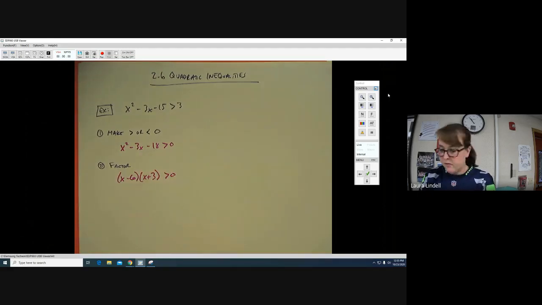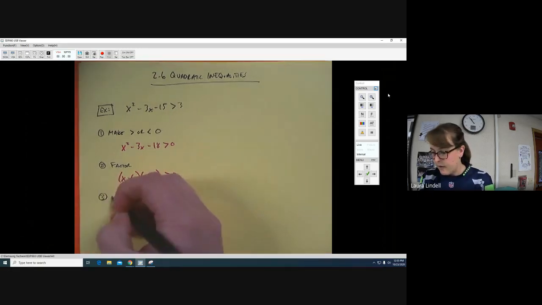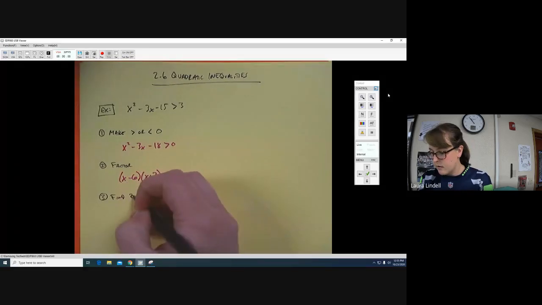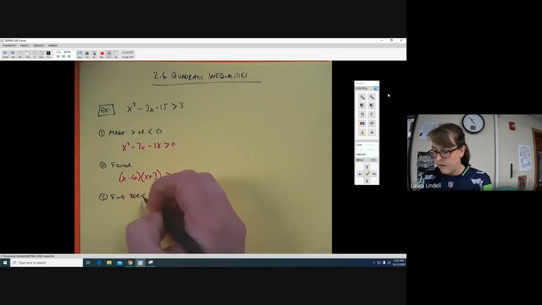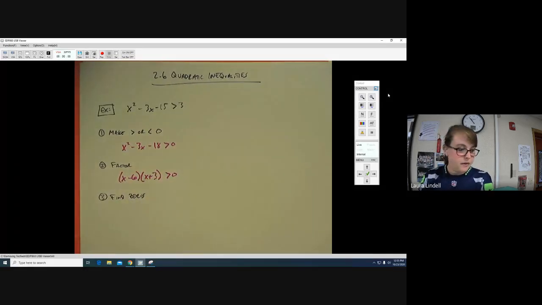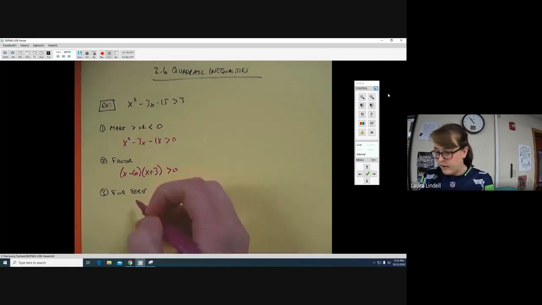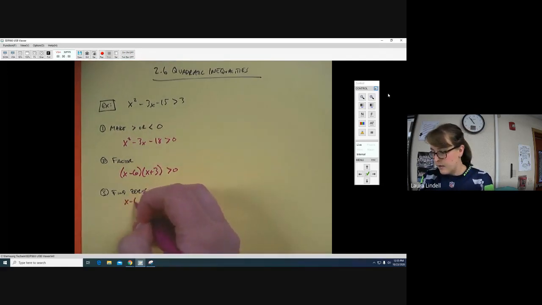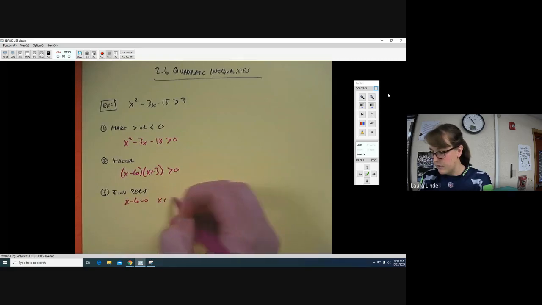Okay, so once you've factored it, find the zeros. If you graphed it, you already have the zeros. In this case, x minus 6 equals 0, x plus 3 equals 0 gives us x equals 6 and negative 3.